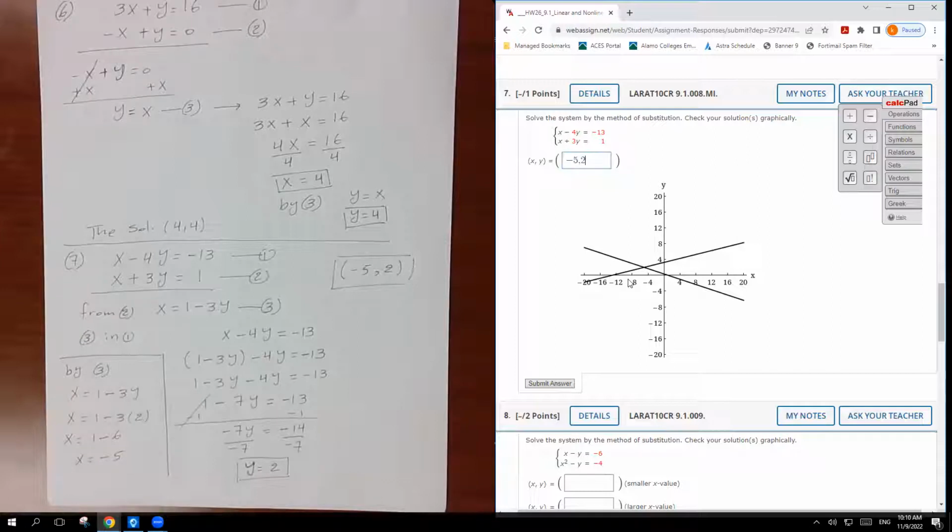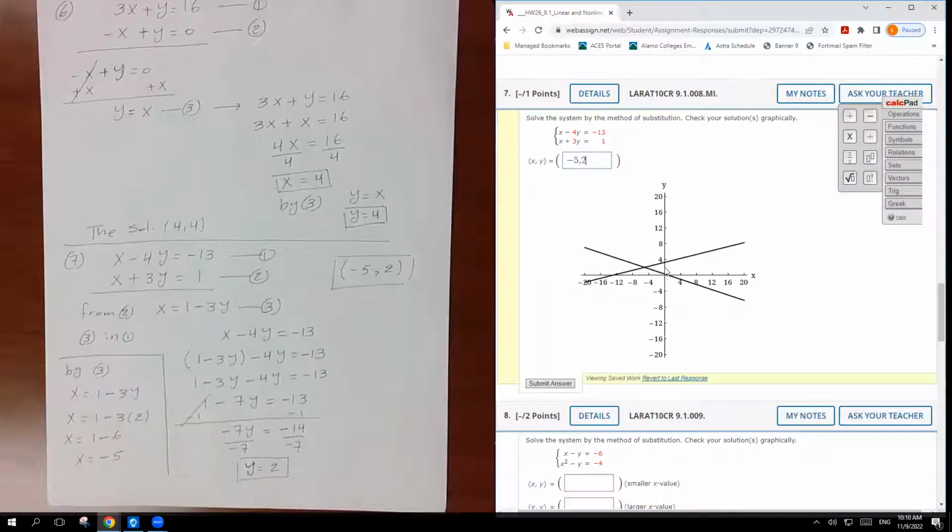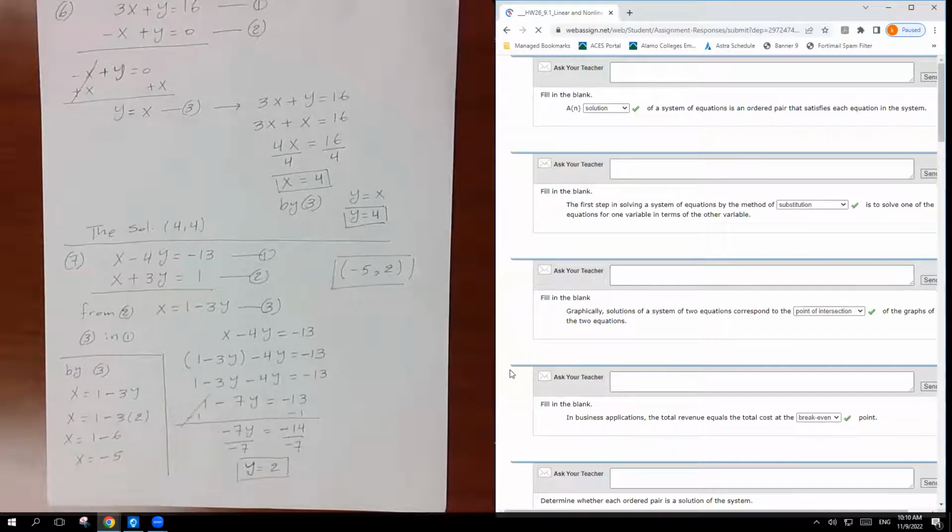Let's check the intersection point here. You see this is negative 4, so here is going to be negative 5, because the scale on the axis goes by 4. On the top, this is 4, and that means here is 2. So the intersection point is negative 5, 2. That's it for this question.